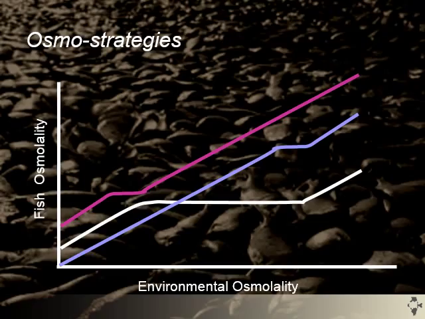Now, the purple or bluish line here represents a marine stenohaline fish. So you can see again that it has a relatively narrow range under which it's able to osmoregulate and maintain its osmolality despite what's going on in the environment. And above that, and certainly below that, it osmoconforms, indicating osmoregulatory failure.